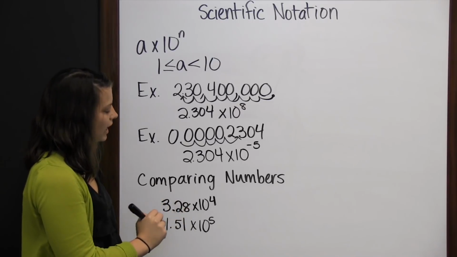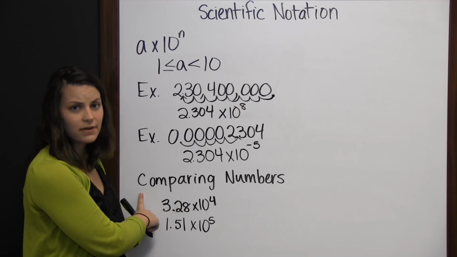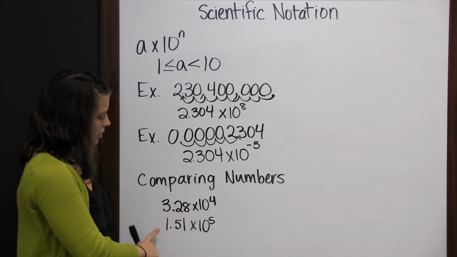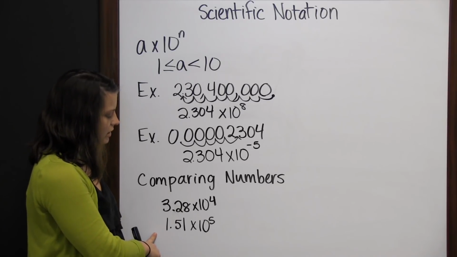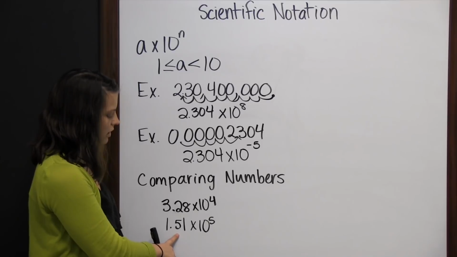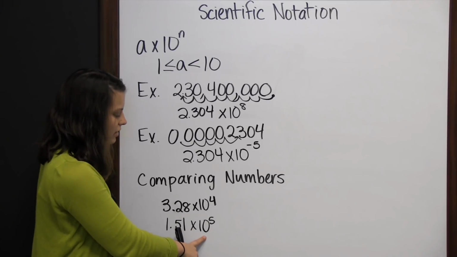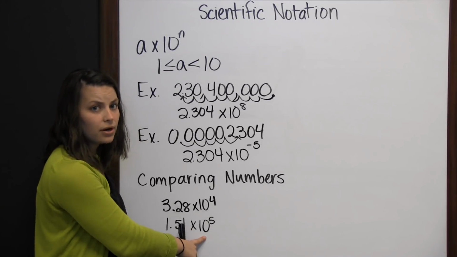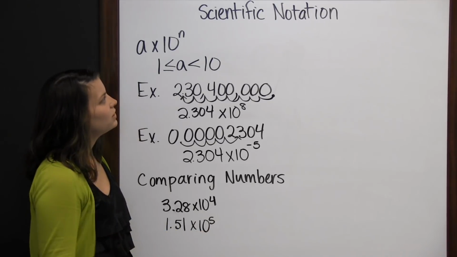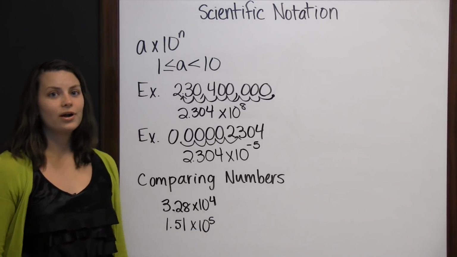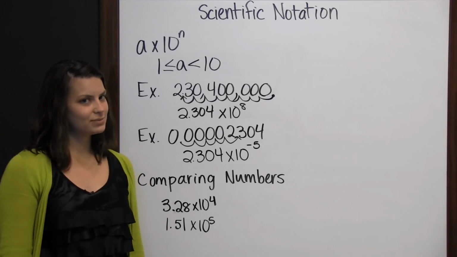We can use these exponents to compare our numbers very quickly and easily. Looking at these two numbers in scientific notation, I can tell that 1 and 51/100ths times 10 to the 5th is the larger number because it has the larger exponent. So it's a great method for very large and very small numbers.